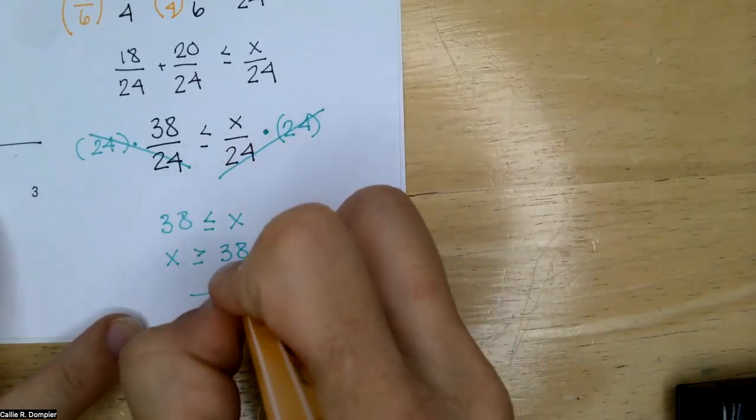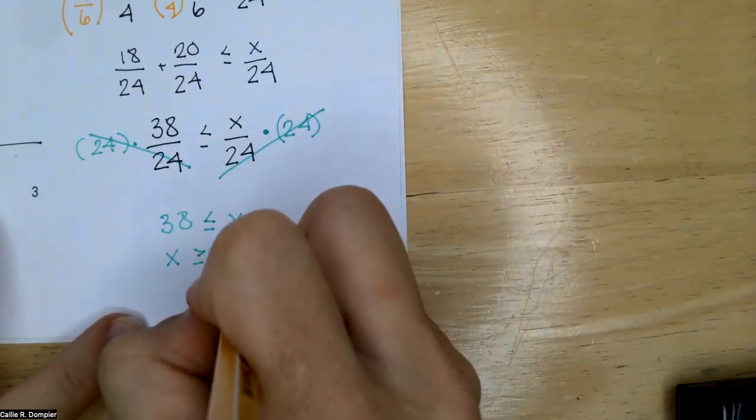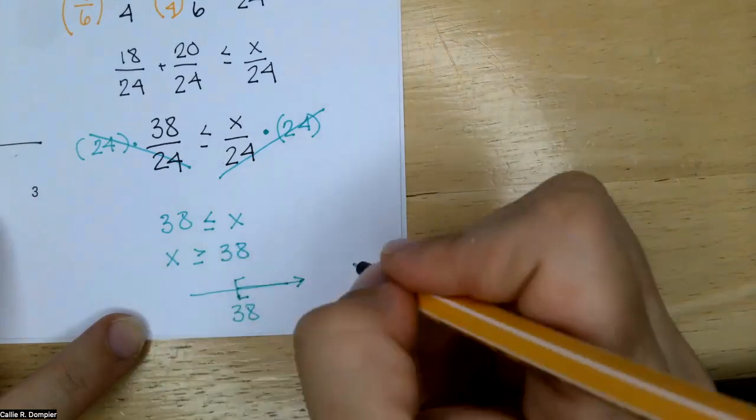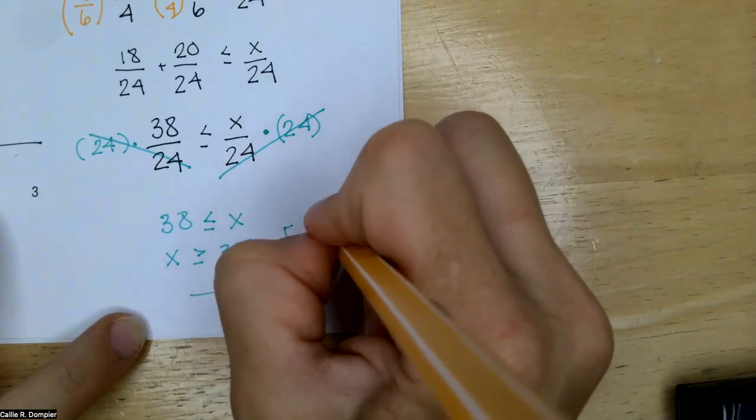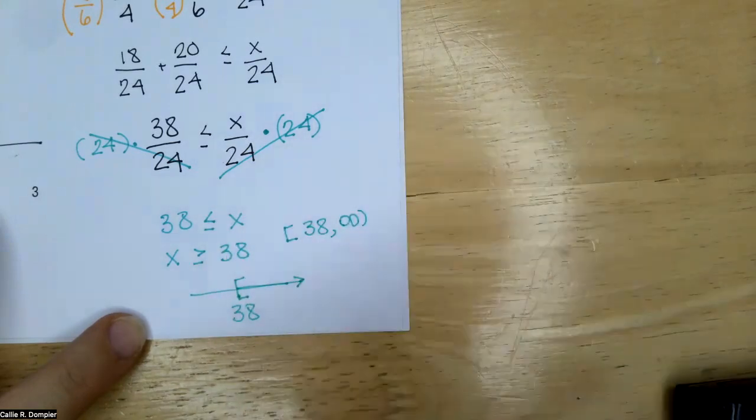Here's 38. It's going in the greater than direction, and it is a bracket because it includes it. So we have including 38 to infinity.